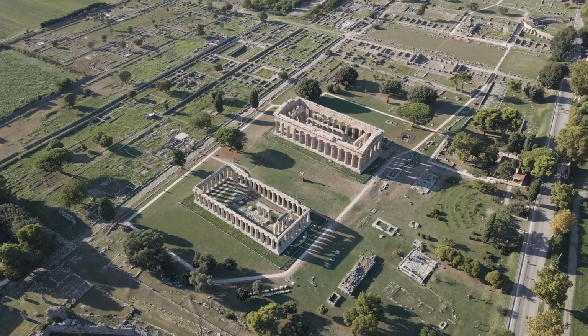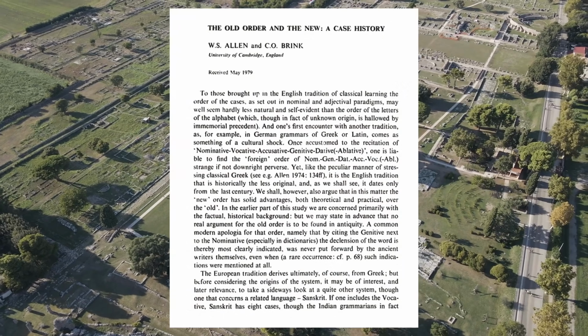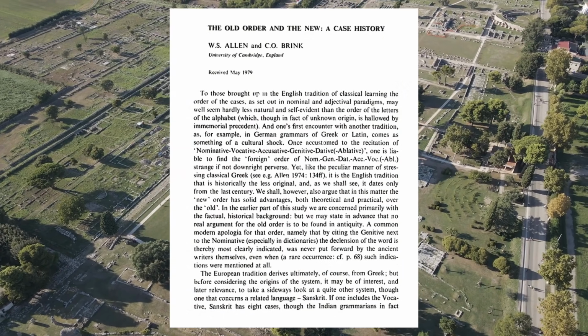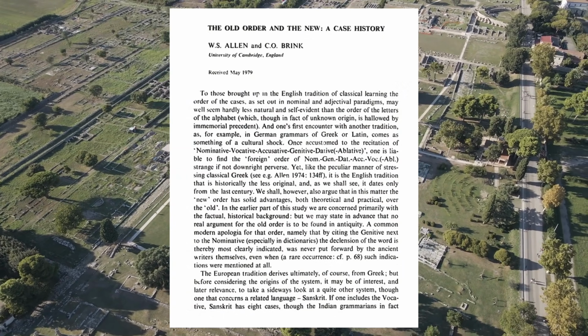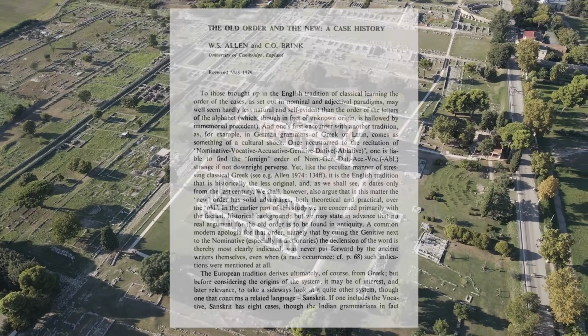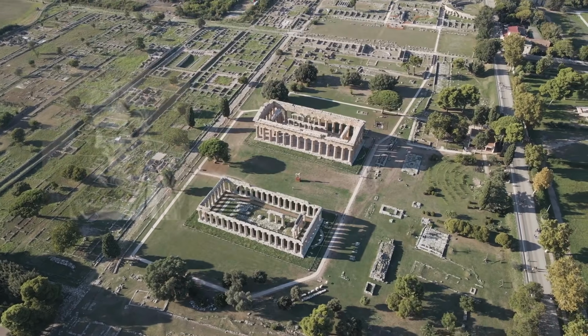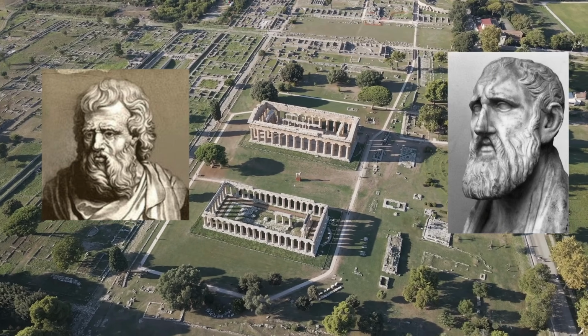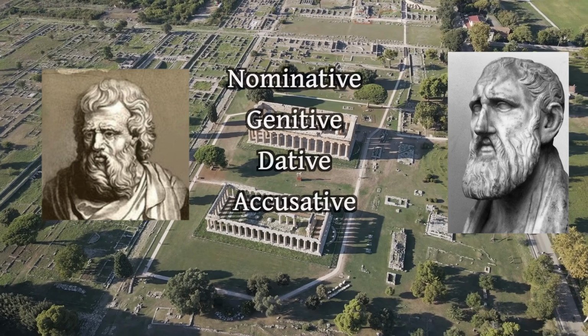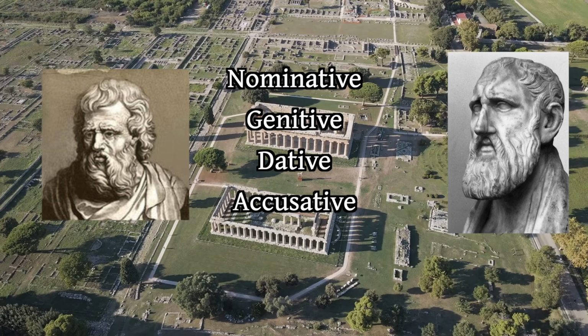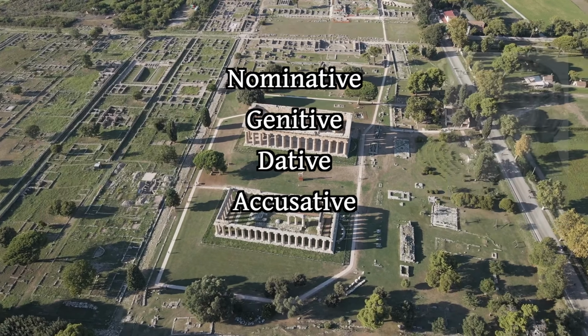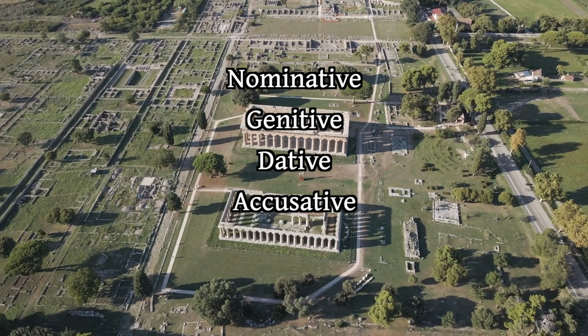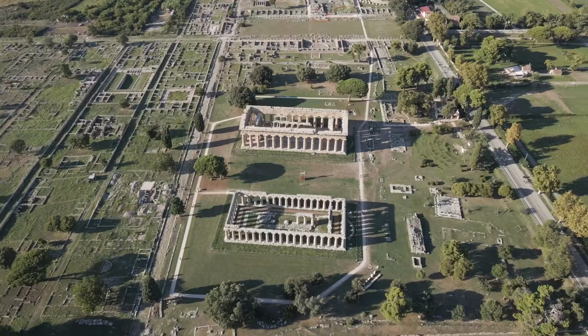In their 1979 paper, Allen and Brink make an excellent account of the ordering of cases through time, and determine the earliest record of a specific order is that given by Hellenistic grammarians like Dionysius Thrax, likely coming from the Stoics, such as Zeno. So the order may have existed since the classical Greek period. But why this order? Ancient grammarians and modern philologists have identified two rationales for the traditional sequence. Let's look at the first one.